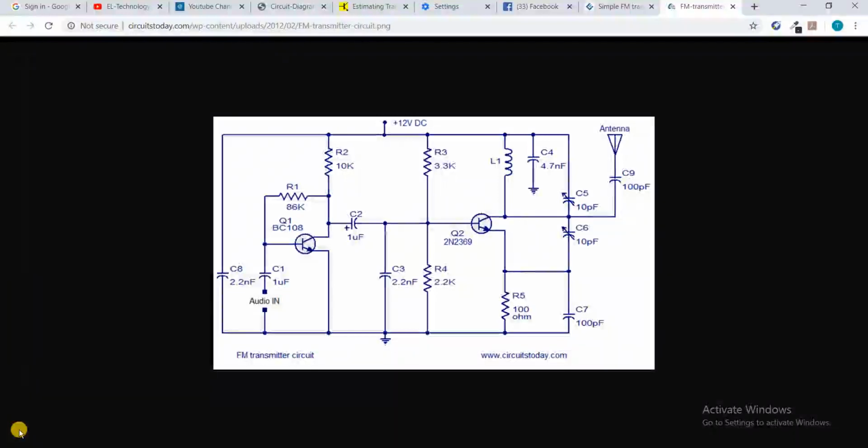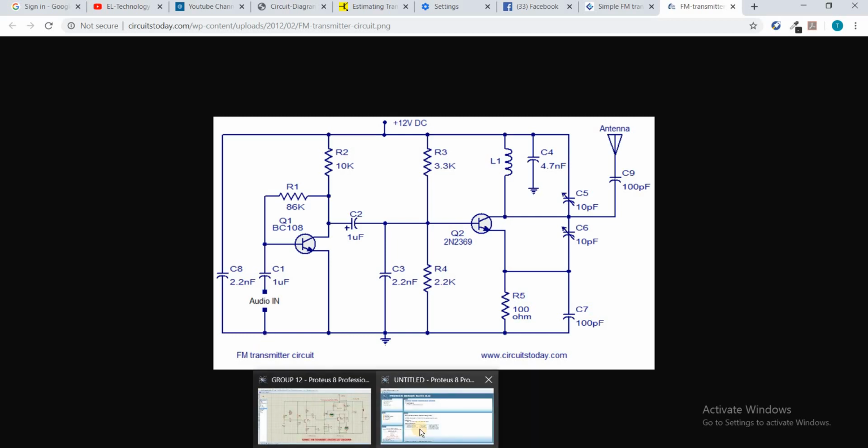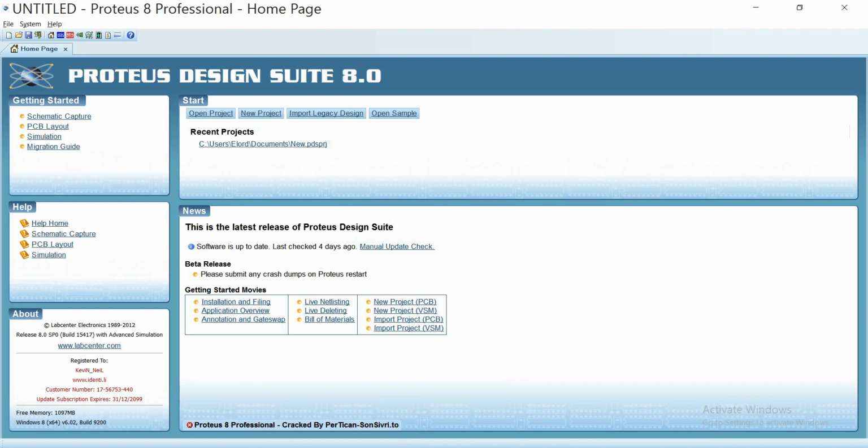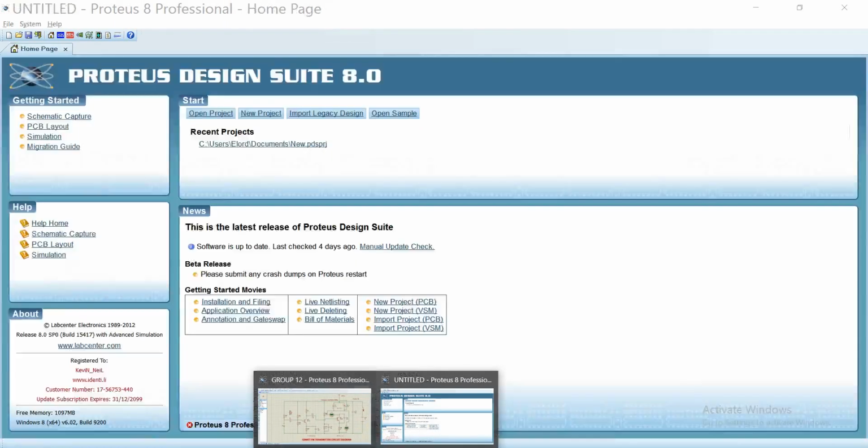Hello guys, in this tutorial we are explaining how to design and simulate a FM transmitter circuit. First of all, let me explain how the circuit works before we move to the design of the circuit and the simulation.